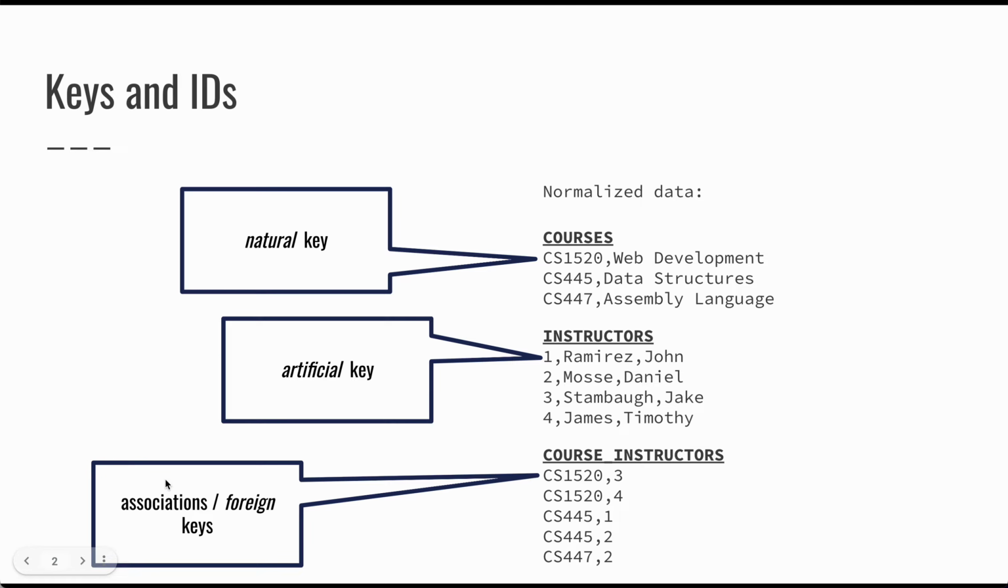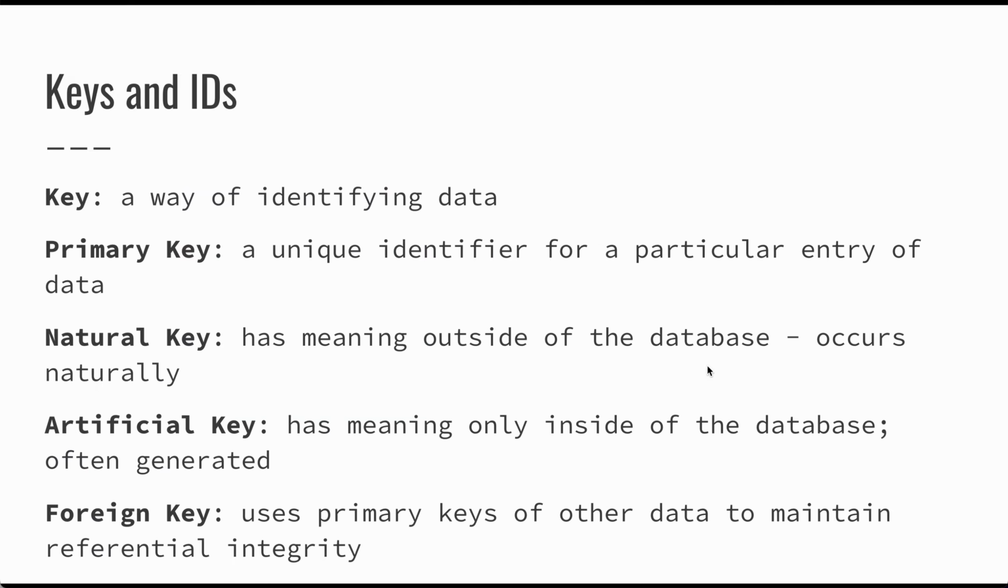Now, we may also have associations or foreign keys. So a natural key and artificial key, we typically would use those as primary keys, which is the way that we identify the record or the entity that we're storing. With foreign keys, these are references to other tables, references to other keys in other tables. So in this case, CS1520 would be a foreign key to the courses, whereas 3 would be a foreign key to instructors. So this should line up with one of the keys for another table.